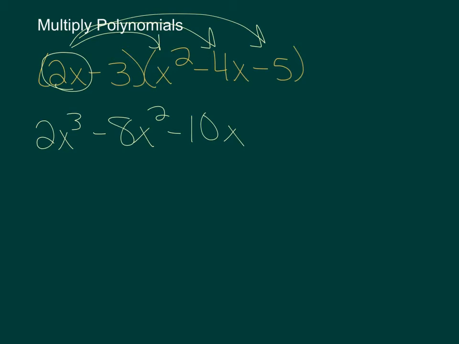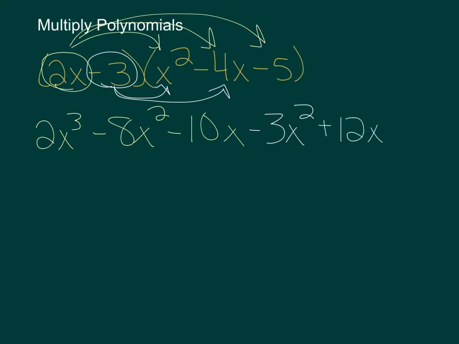Then we're going to do the same thing, but we're going to distribute the negative 3. Negative 3 times x squared, negative 3x squared. Negative 3 times negative 4x is plus 12x. And negative 3 times negative 5 is plus 15.